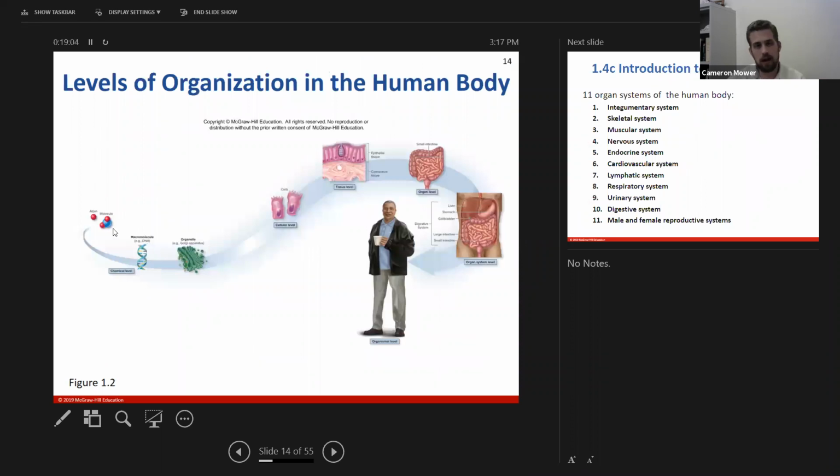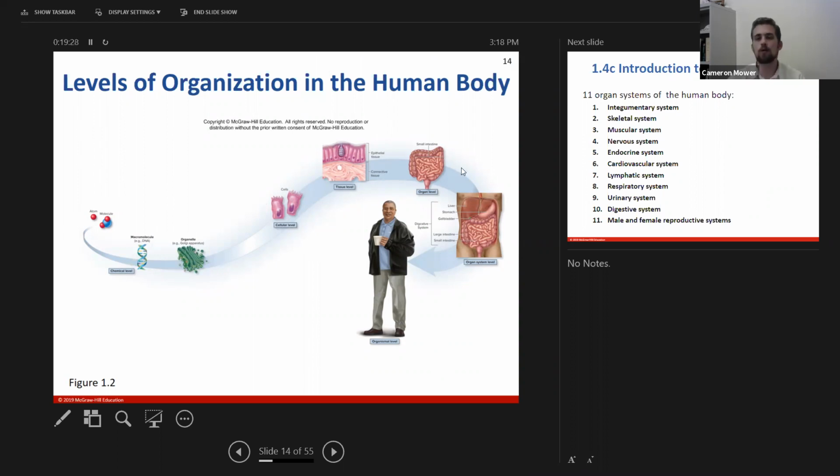So here it is. We've got atoms and molecules right here, to macromolecules right here. We'll study these a little bit, to organelles, to cells. So right here, this is the threshold of life, right? You can have organelles, they're not alive. You can have macromolecules, they're not alive. They're not alive until you get to cells.